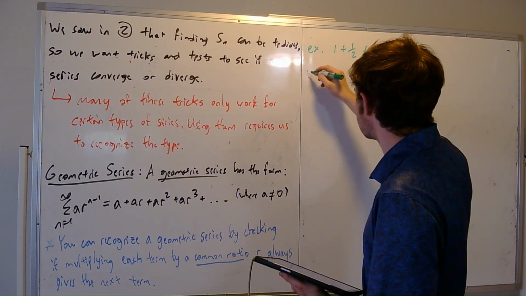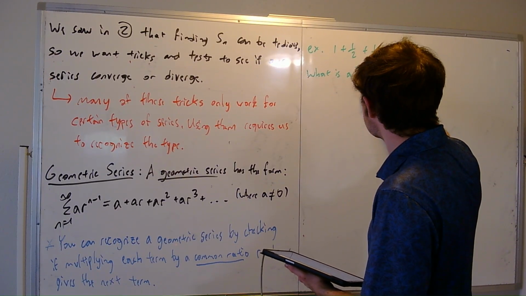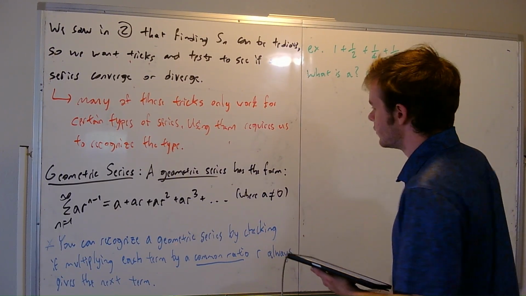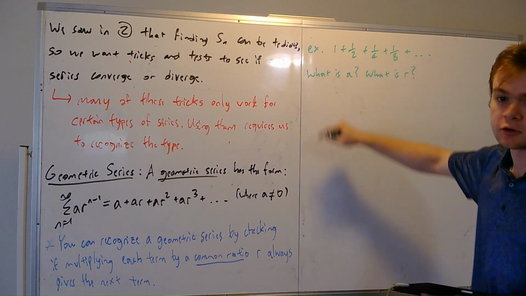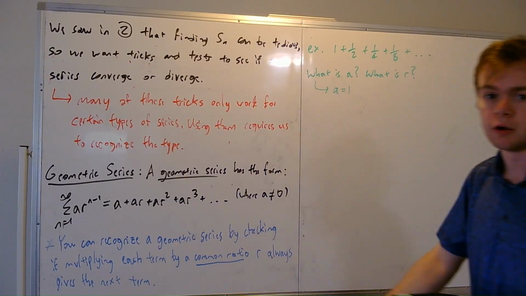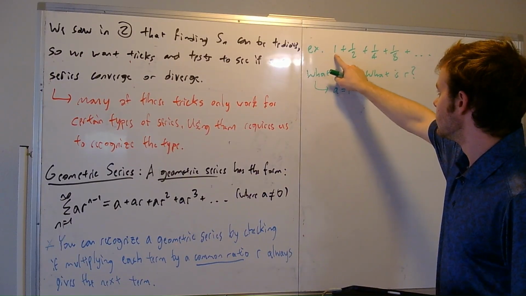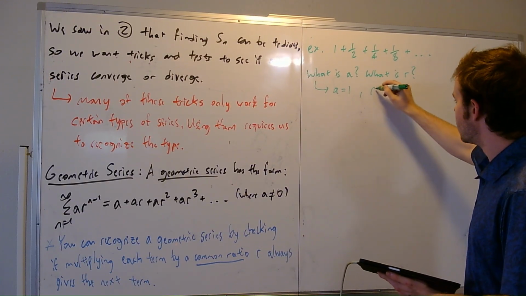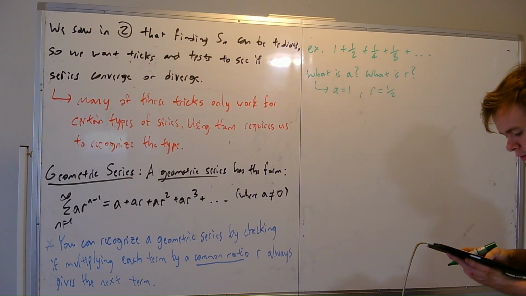Okay. So we can ask the question, what is A and what is R? If you look at the formula, the first term should actually be A. So here, A is our first term, 1. And R is our common ratio that we're multiplying everything by. To get to every next term, you multiply by 1/2. So we're going to have that r equals 1/2. Okay. So that tells us what we need to know.